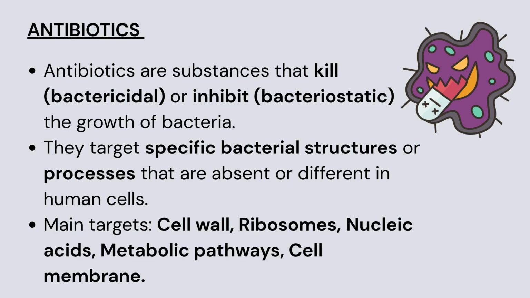Antibiotics are substances that kill or inhibit the growth of bacteria. Bactericidal antibiotics kill the bacteria directly, whereas bacteriostatic antibiotics do not kill the bacteria immediately but stop their growth or reproduction. Antibiotics target specific bacterial structures or processes that are absent or different in human cells. The main targets of antibiotics include cell wall, ribosomes, nucleic acids, metabolic pathways, and cell membrane.